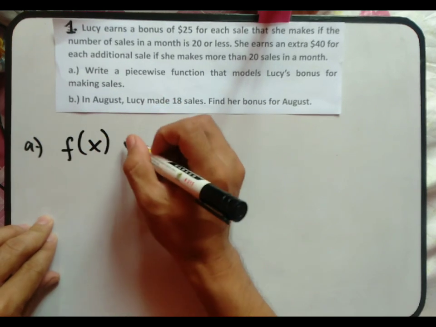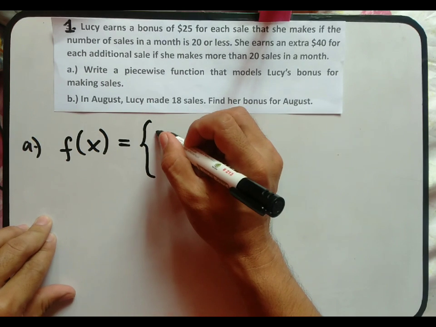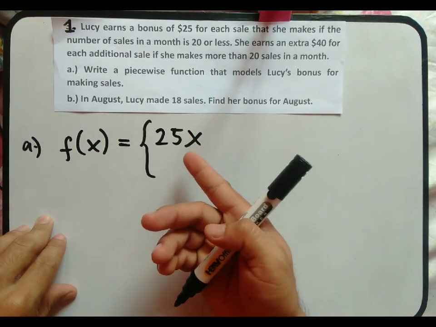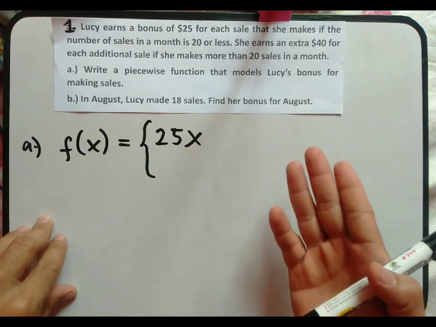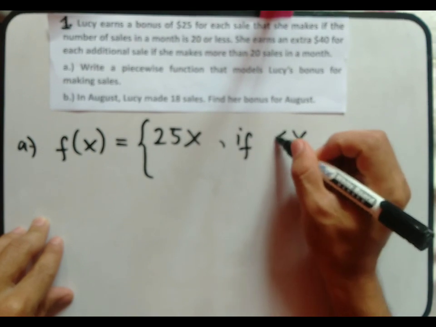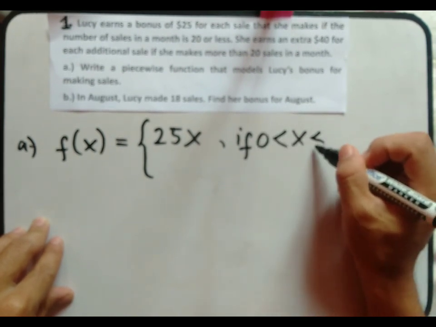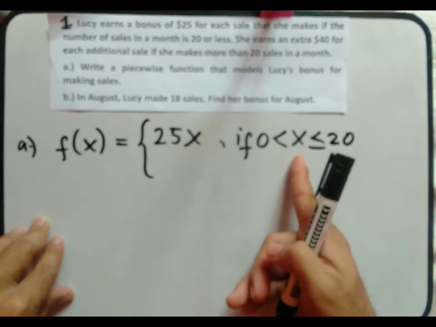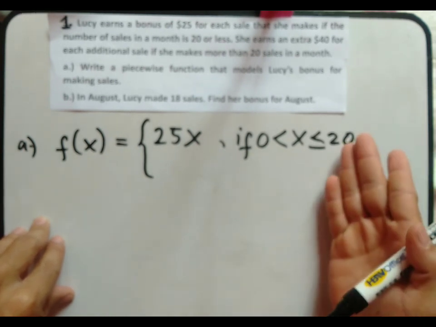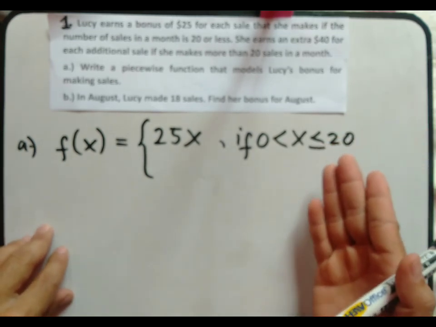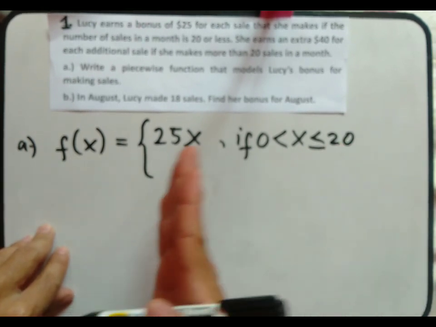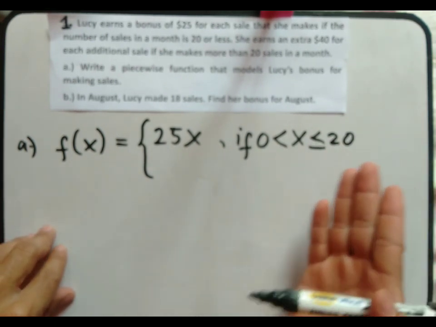f of x is equal to 25x. Okay? So, $25 for each sale. So, nakadepende yung magiging bonus niya sa number of sales in a month. That is, if x is greater than 0 but less than or equal to 20. So, this means x greater than 0 but less than or equal to 20. Ibig sabihin, 20 or less. So, kapag nakasale siya ng 20 or less, then yung magiging bonus niya is $25 for each. So, nakadepende yung magiging bonus niya sa number of sales in a month.